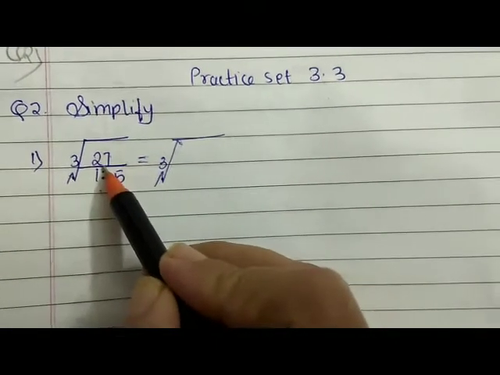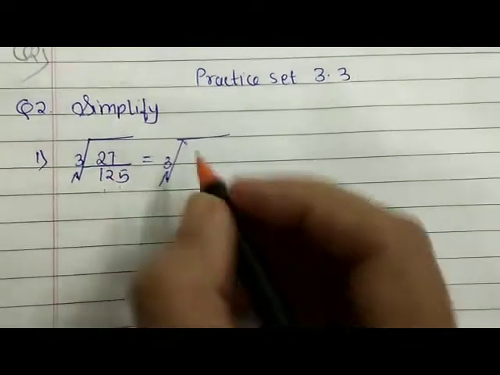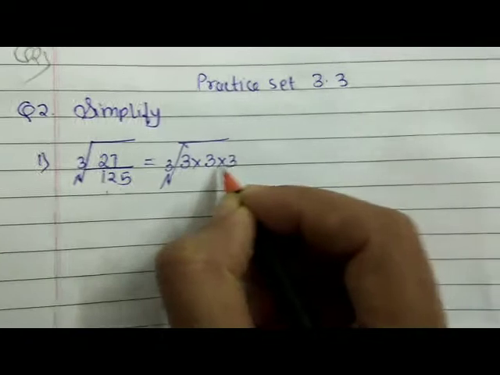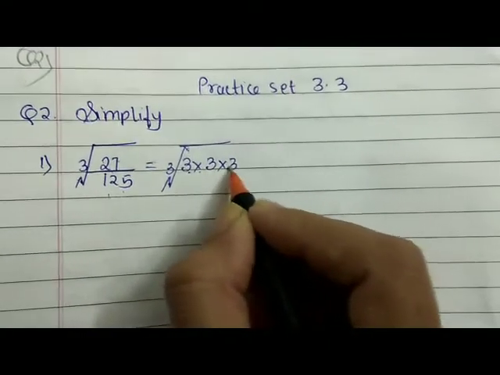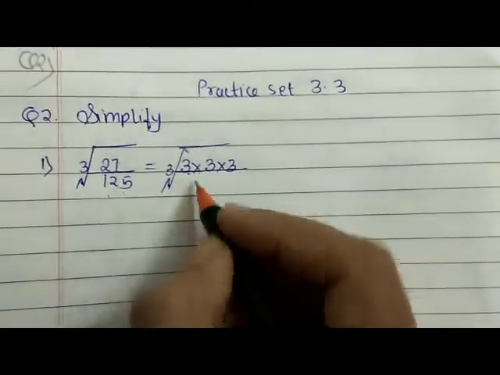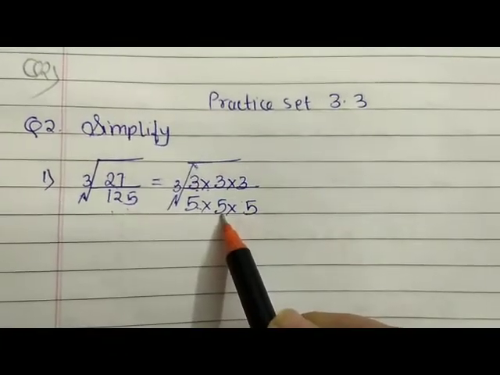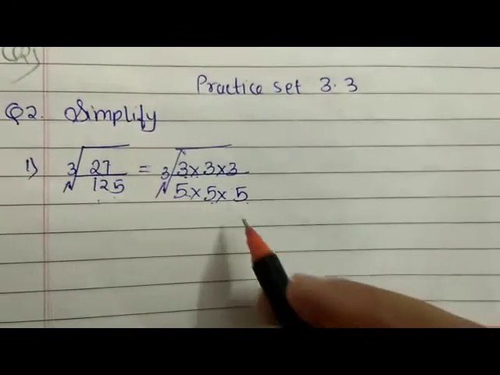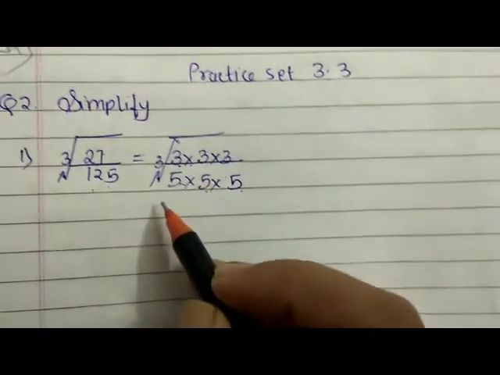So let us first find out the factors of 27. The factors of 27 can be written as 3 multiplied by 3, that is 3 3s are 9 and 9 3s will give you 27. Then the factors of 125, that is 5 5s are 25 and 25 5s are 125. So this is how you can find out the factors.